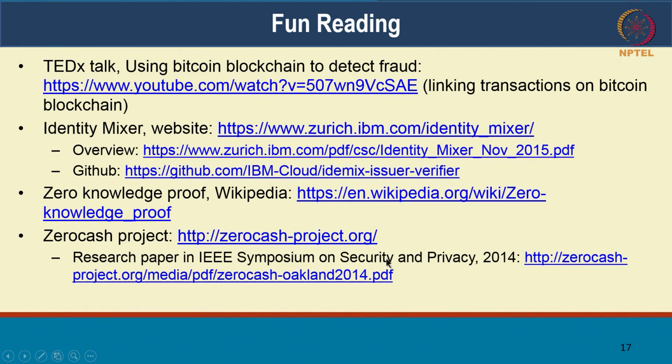And if you're interested in zero knowledge proofs in particular, Wikipedia is a great place to start. It gives you a nice overview of concepts. And the ZeroCash project itself is a very interesting project. So I would encourage you to read that. They have a research paper in the IEEE Symposium on Security and Privacy, which is also a very good read. So I'd encourage you to dig deeper into this topic if that interests you.